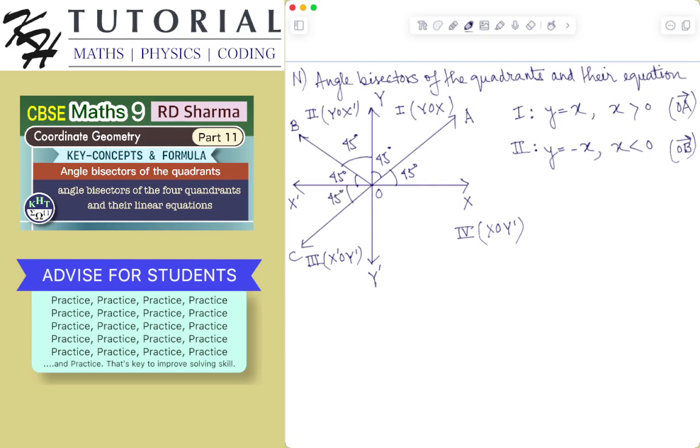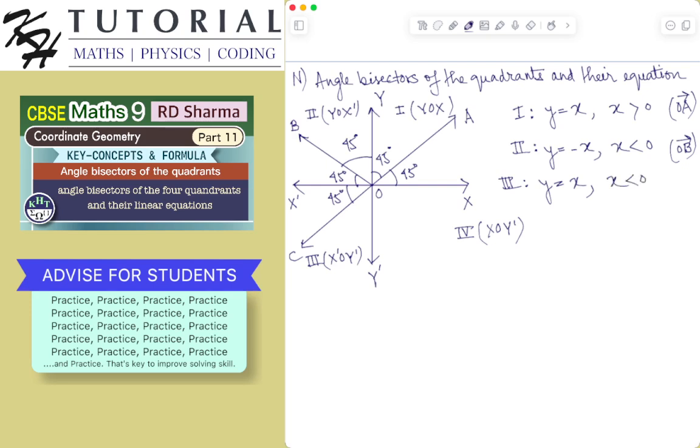What will be the equation of the ray OC, third quadrant? Its equation will be the same as first quadrant. As you can see, the ray OC and OA basically lie on the same line. So it will be y equals to x, but for the ray OC, the abscissa of all the points lying on the ray OC will be less than 0. So x less than 0.